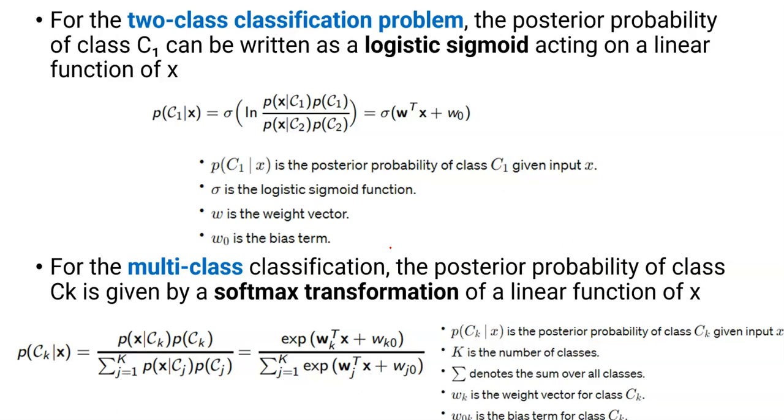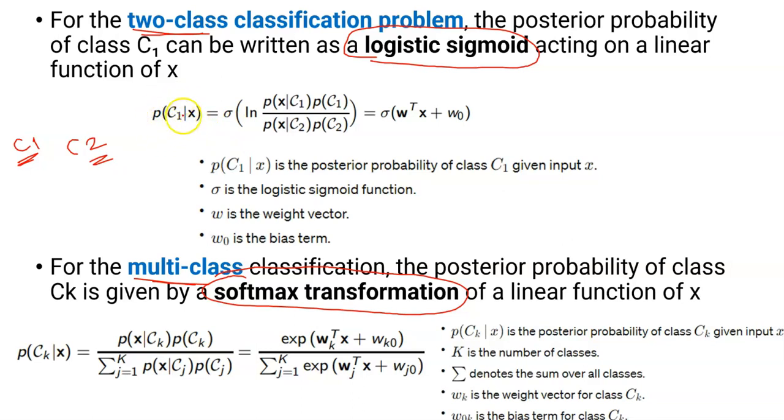We could see two problems. One is the two-class classification problem, another one is the multi-class classification problem. The two-class classification problem is nothing but we can have either this or that output. But in case of multi-class classification, we can have more than two categories of output. In the two-class case, we will go for the logistic sigmoid function, and in case of multi-class classification, we will go for softmax transformation. This logistic sigmoid function we already know, we have studied in logistic regression itself. So the output is either class 1 or class 2.